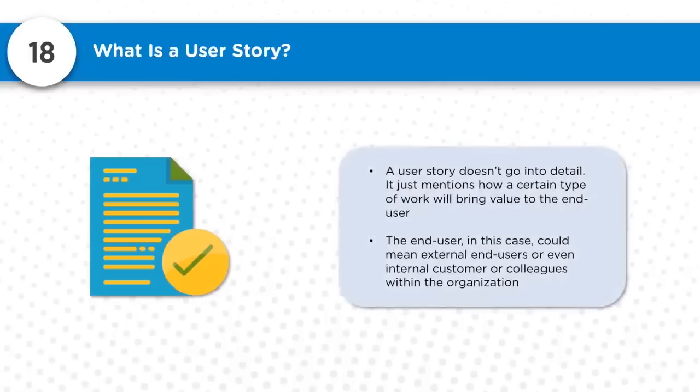So a user story does not go into detail. It just mentions, as I gave an example, how a certain type of work will bring value to the end user. The end user in this case could be external end users or even internal customers or colleagues within the organization. So if I'm an organization, I create an HR application for claim processing, which I don't have till today. That is for internal users. In the bank example, I'm speaking about external customers.